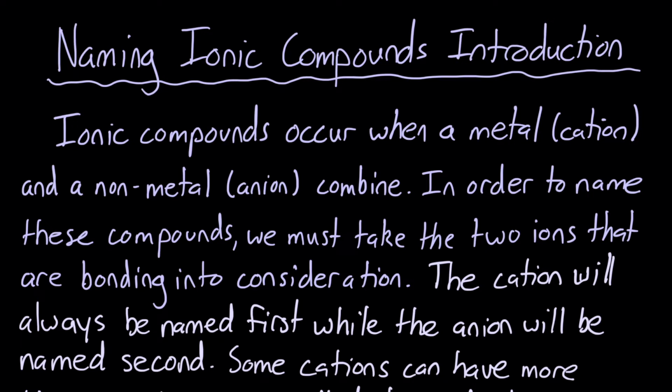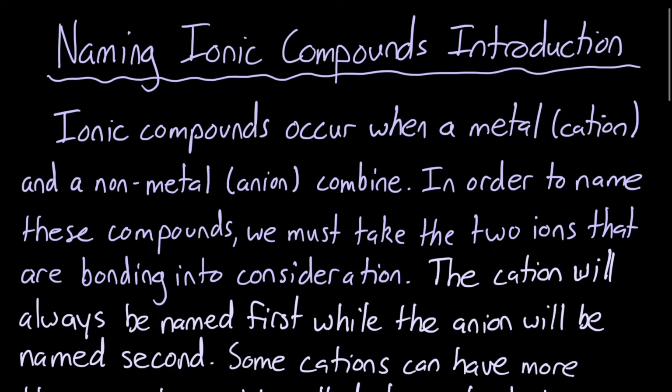Today we will be looking at naming ionic compounds. I'm just going to give you a short introduction and then we will get into some examples. Ionic compounds occur when a metal or a cation, a positively charged ion, and a non-metal or an anion, a negatively charged ion, combine.